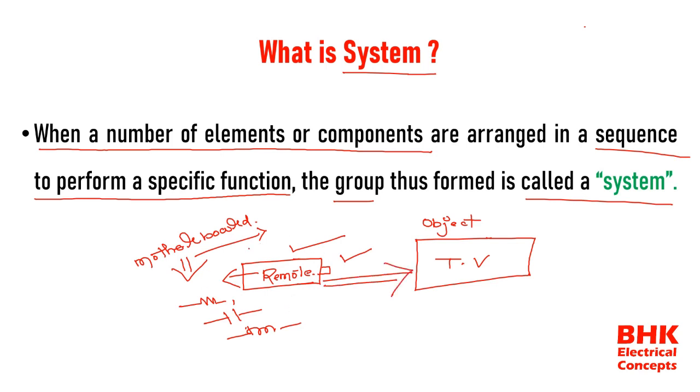So this remote, or the components available in the remote, that group we are calling a system. In order to control the operation of a TV we use this remote, and in the remote we have components, and all these components are arranged in sequence to perform this operation. That particular group we are calling the system. So this is about the definition of a system.